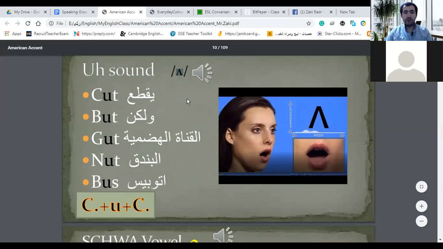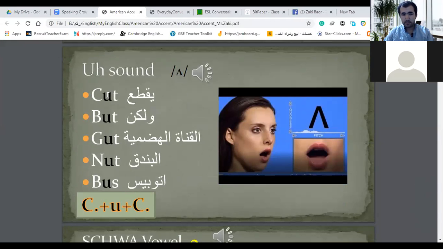This is the phonetic symbol for this sound. And we find this sound usually. I think it's called the cup sound. In phonetics, we call it the cup sound, like cut, but. It's coming from the word cup, of course. And cut also, and but, and gut, and nut, and bus.